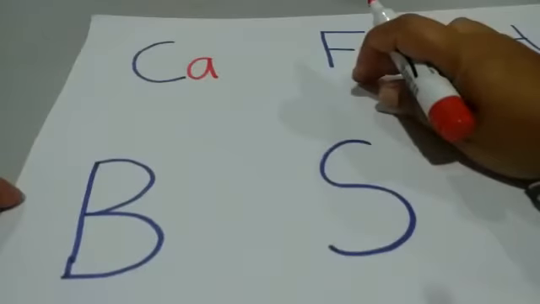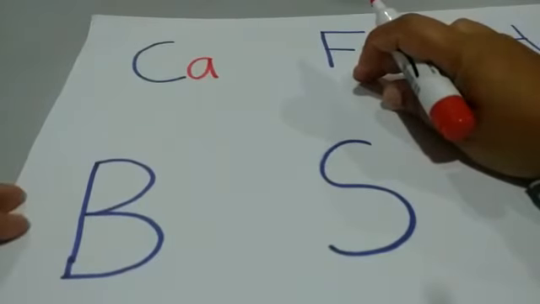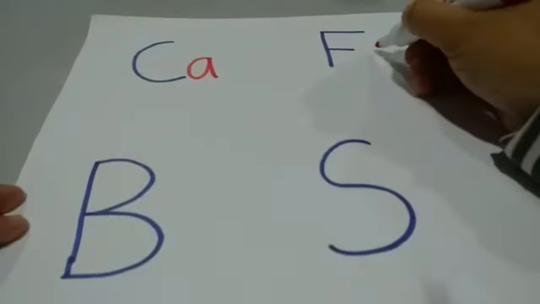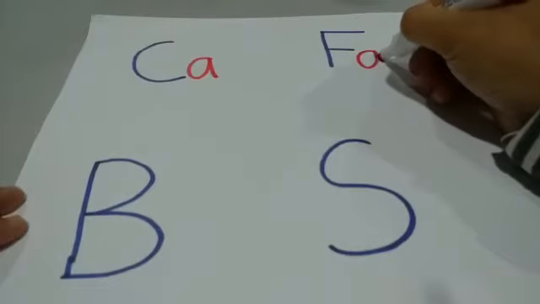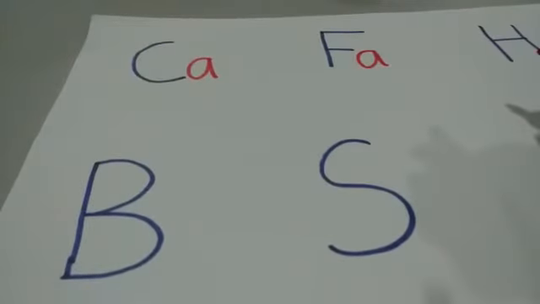What's this letter? It's letter F. What's the sound of letter F? F. Okay? Now I'm going to put A to letter F. Now how do you say? Fat. Okay? Open your mouth and say fat.